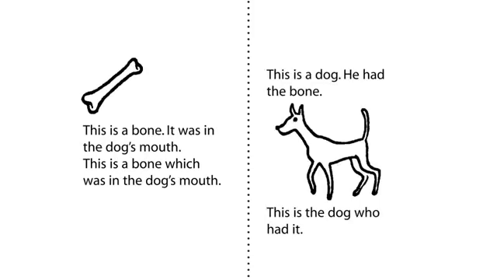This is a bone. It was in the dog's mouth. This is a bone which was in the dog's mouth. This is a dog. He had the bone. This is the dog who had it.